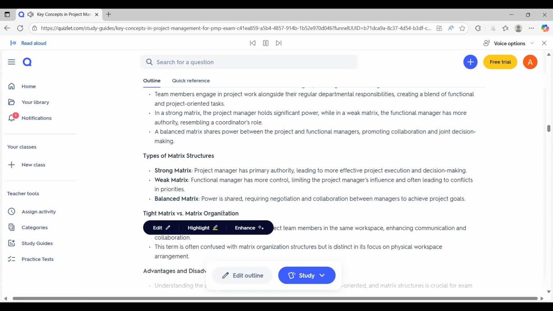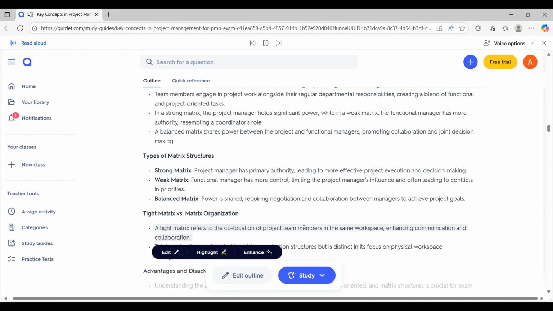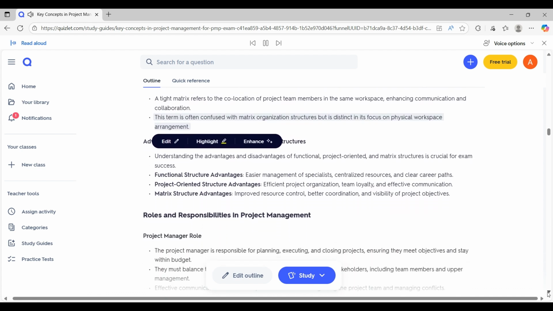Tight matrix versus matrix organization. A tight matrix refers to the co-location of project team members in the same workspace, enhancing communication and collaboration. This term is often confused with matrix organization structures, but is distinct in its focus on physical workspace arrangement.